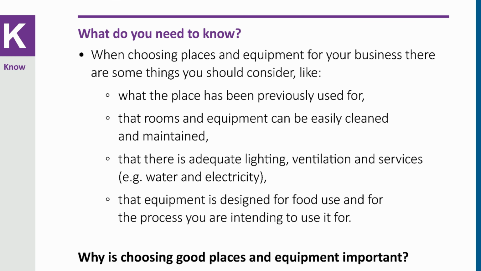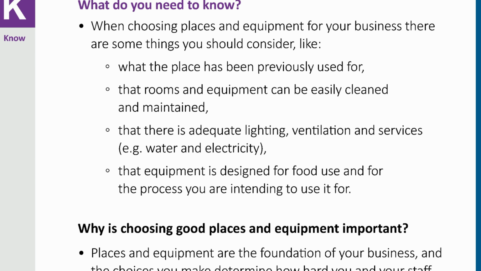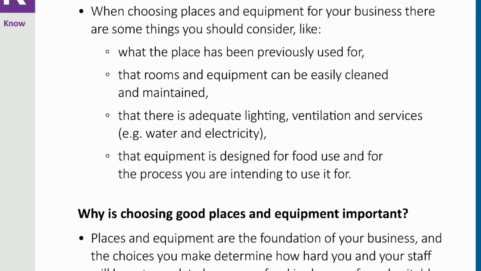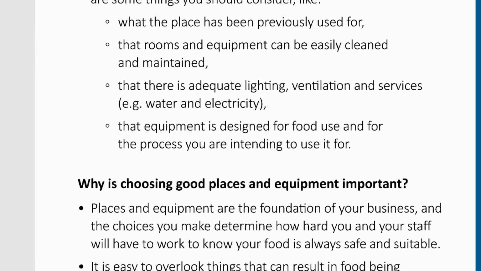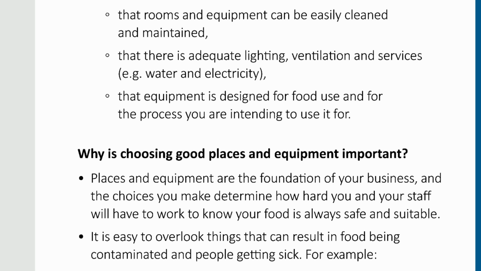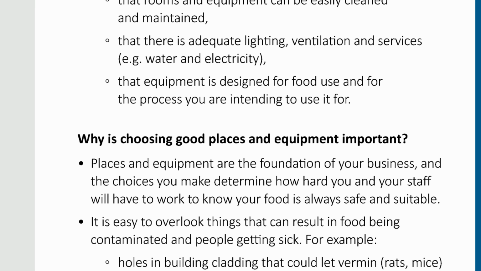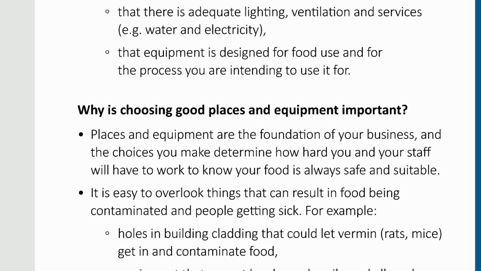Why is choosing good places and equipment important? Places and equipment are the foundation of your business, and the choices you make determine how hard you and your staff will have to work to know your food is always safe and suitable. It is easy to overlook things that can result in food being contaminated and people getting sick.